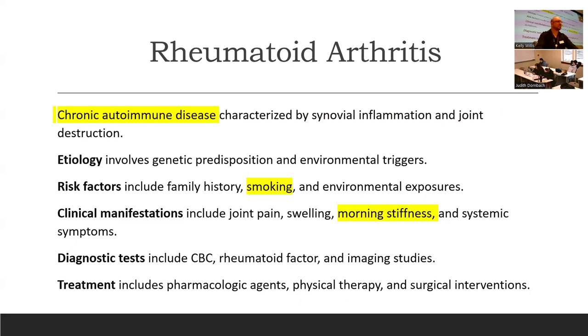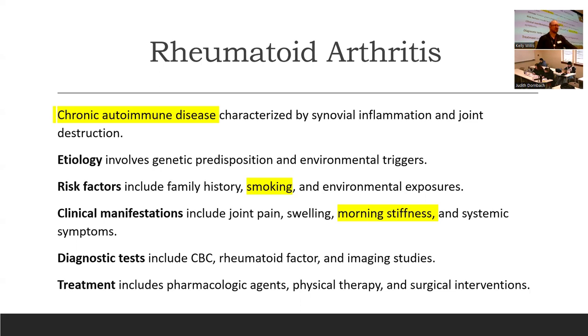Etiology: genetic predisposition and environmental triggers. Risk factors include family history, smoking is a big one, and environmental exposures. Clinical manifestations: joint pain, swelling, and another one you'll want to know is morning stiffness. So towards the beginning, maybe the middle. In the morning, they'll have a lot more stiffness, mostly because they're not moving around.